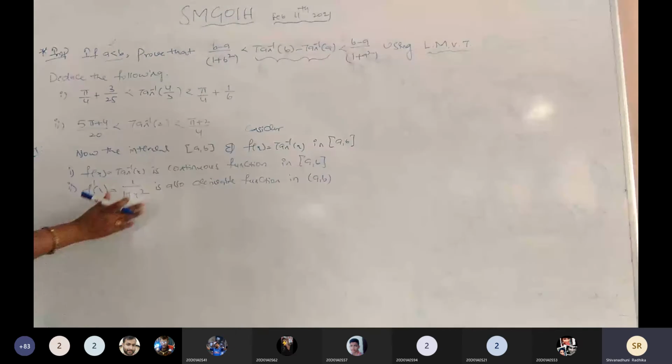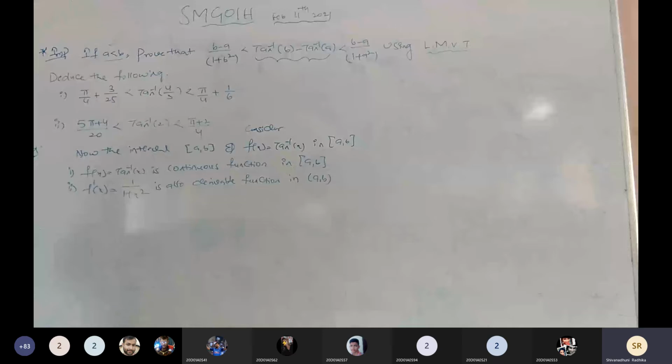Now we need to find the C value. But the question is not asking about the C value. We need to show this inequality depending on the given interval. Is it right, all of you? Any doubts in this? Up to here, any doubts?